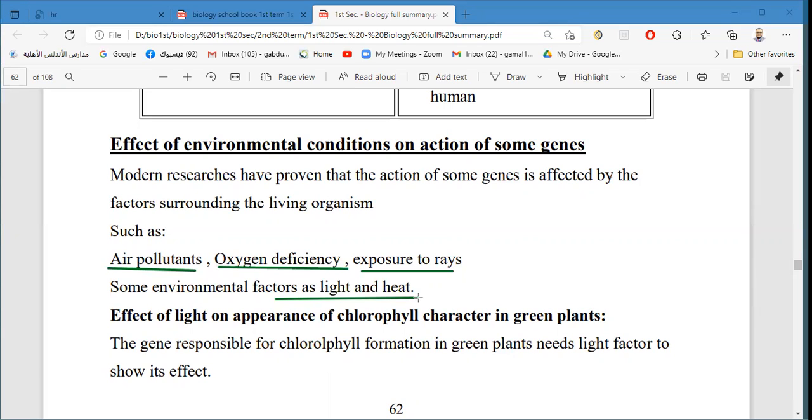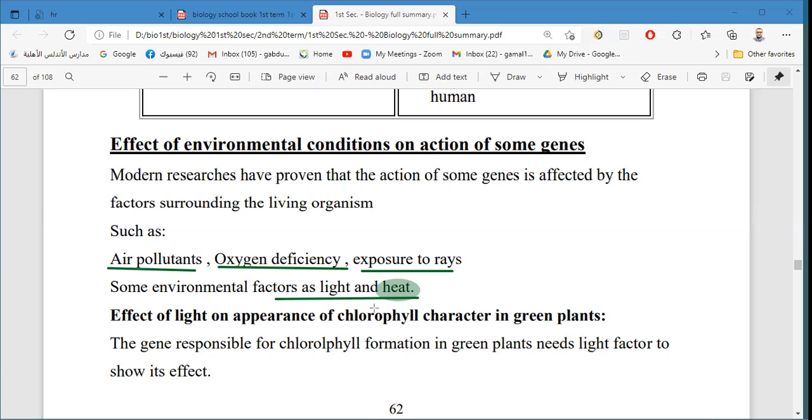The Himalaya rabbit has white fur in normal temperature. And if you expose the Himalaya rabbit to very cold weather for a long time, the color of the fur changes into dark or black. This is an example of the effect of the heat on the color of the Himalaya rabbit.